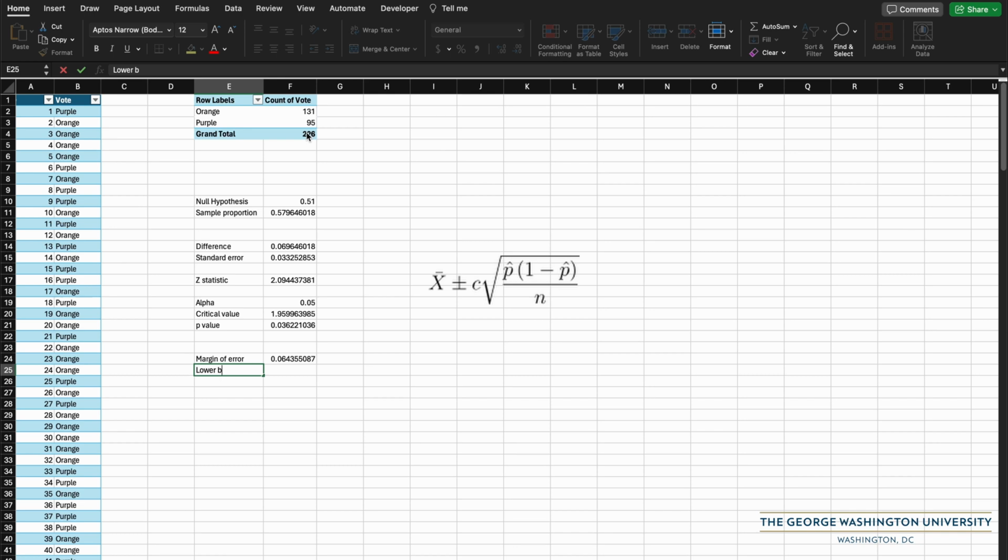Let's put the lower bound there, and let's put the upper bound. So for the lower bound, I'm going to take my sample proportion and I subtract from that my margin of error. And for my upper bound equals my sample proportion plus my margin of error.